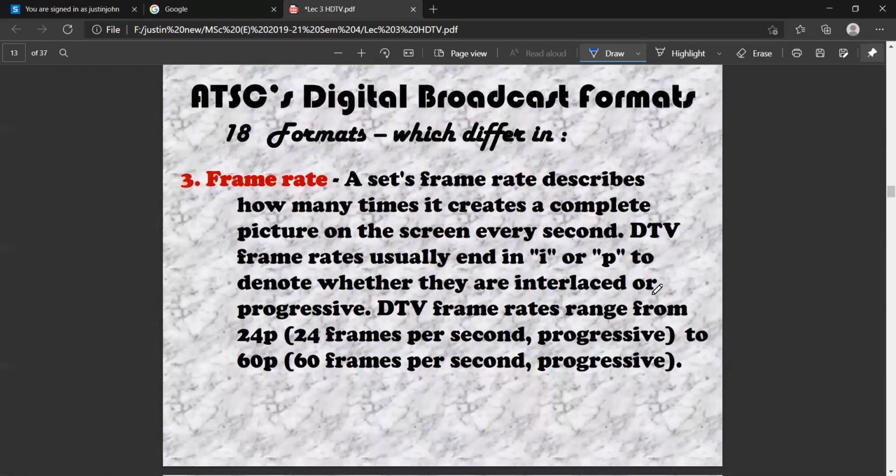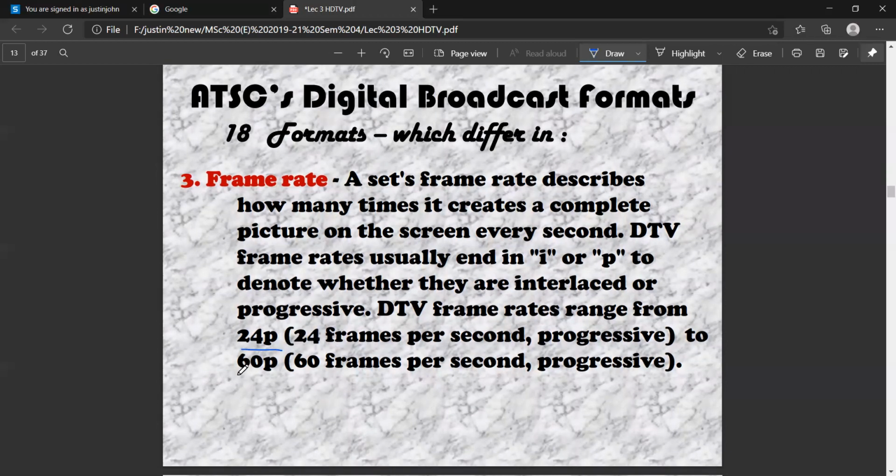Now, the third aspect is the frame rate. A set's frame rate describes how many times it creates a complete picture on the screen every second. We know that we see the motion of pictures due to the persistence of vision. A visual will remain in the brain or in your retina for 1/10 of a second. So if another frame comes within that time frame, you will see a continuous motion. For that purpose, normally 24 frames are shown in a second. This is the minimum number of frames that is needed for a continuous effect. That is represented by 24p.